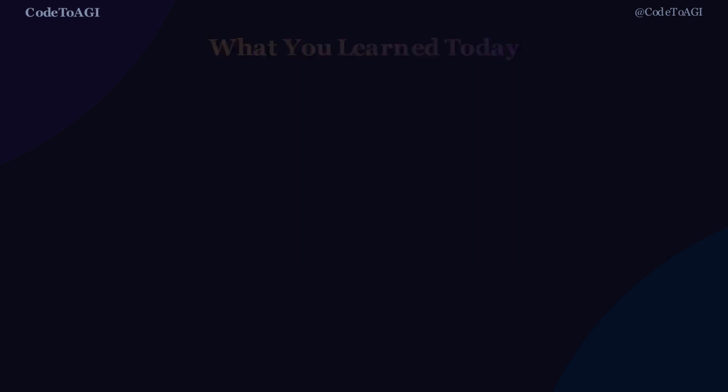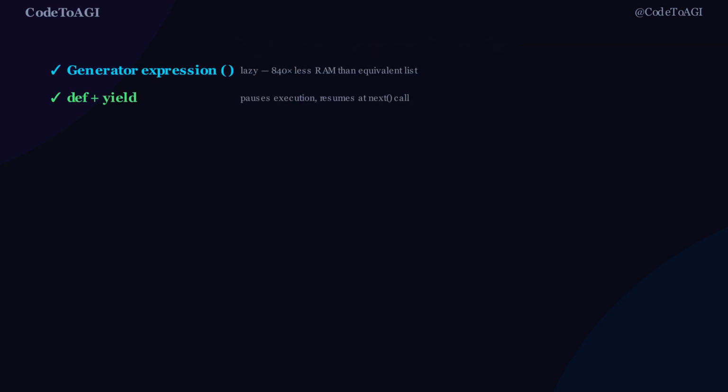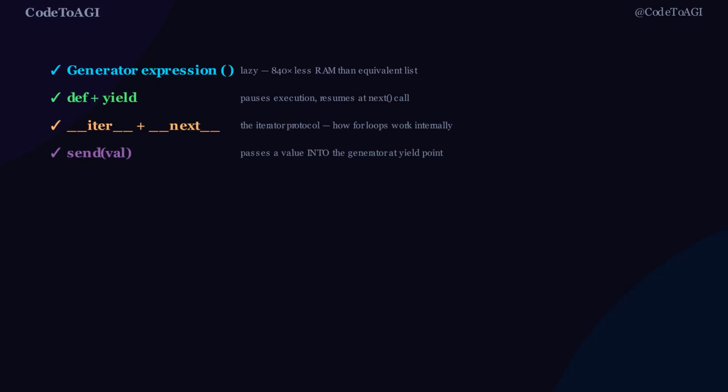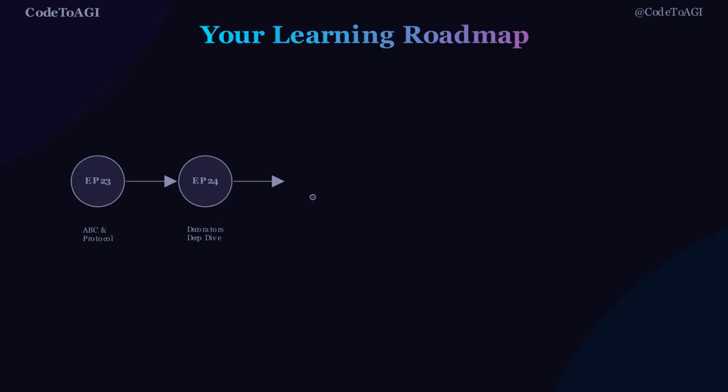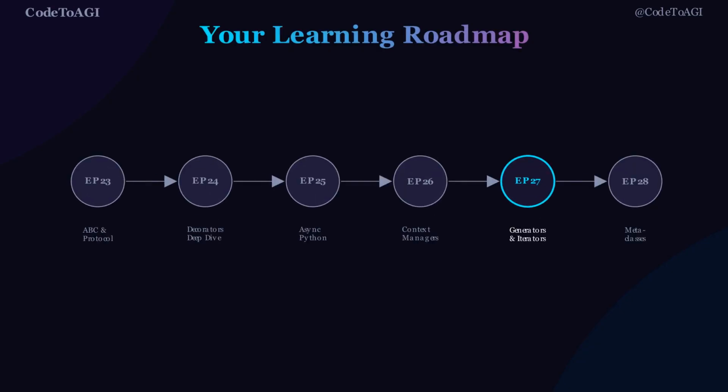Let's recap what you learned today. A generator expression uses 840 times less RAM than an equivalent list comprehension because it produces values lazily, one at a time. A generator function contains yield. Calling it returns a generator object and next resumes it from exactly where it paused. The iterator protocol is dunder iter and dunder next. Any object that defines these 2 methods works in a for loop, zip, map, and every itertools function.